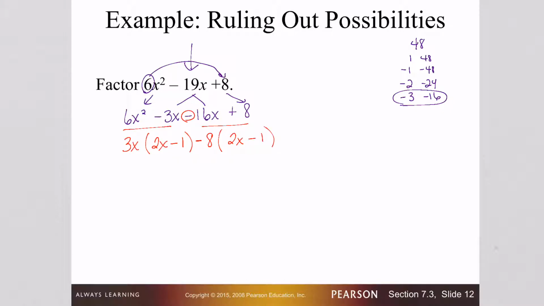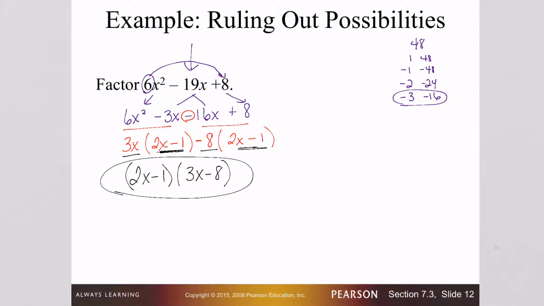So again, just a reminder, this has to match this. If it doesn't, you can't go on to the next step. So since they match, I'm going to factor that out, 2x minus 1, and what I'm left with is 3x minus 8. So this right here is the factored form of that. So again, you can check your work.